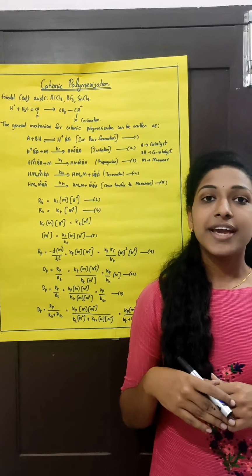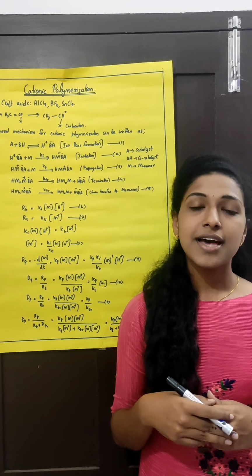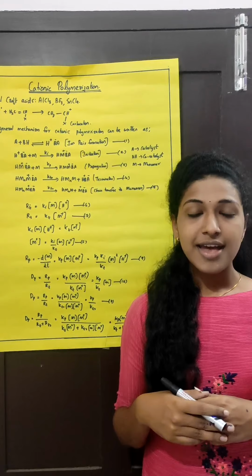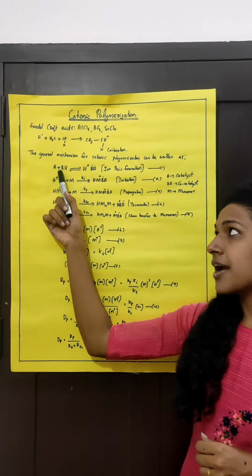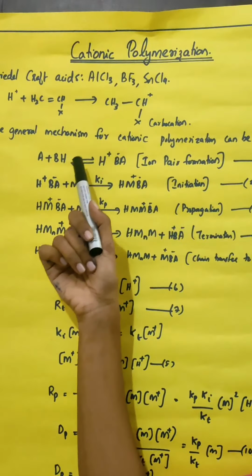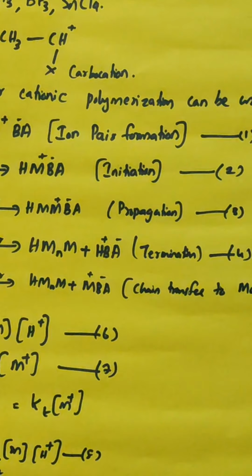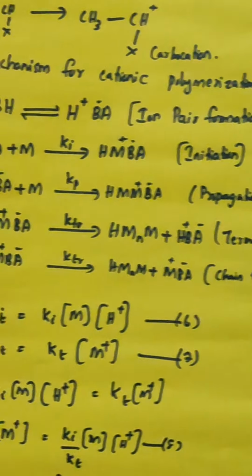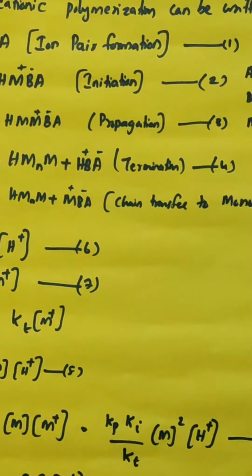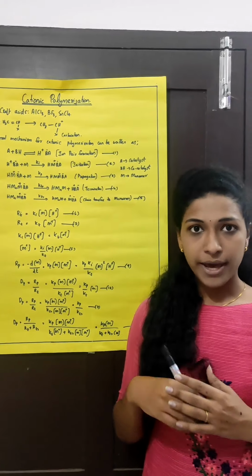In addition to initiation, propagation, termination, there is a step that is ion pair formation. That is, A is the catalyst, BH is the co-catalyst. A and BH will combine together to form H+ BA-. That is the catalyst, co-catalyst complex formation. It is also known as ion pair formation. Then the ion pair is formed.